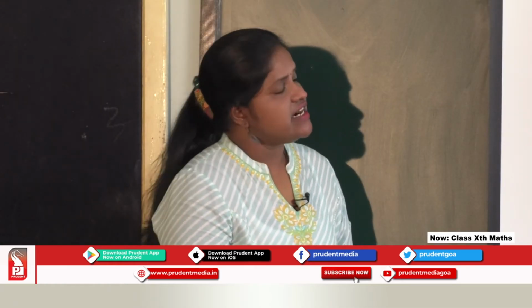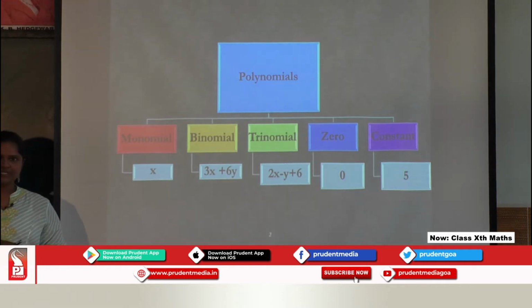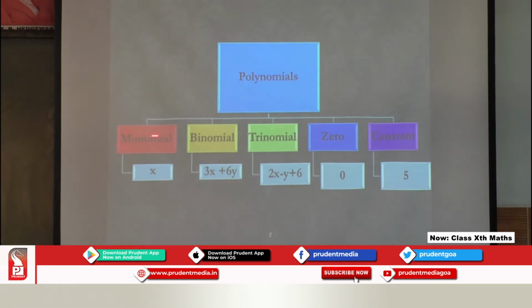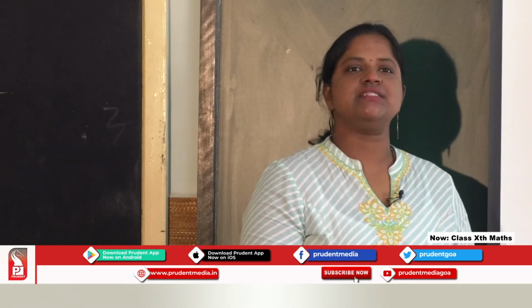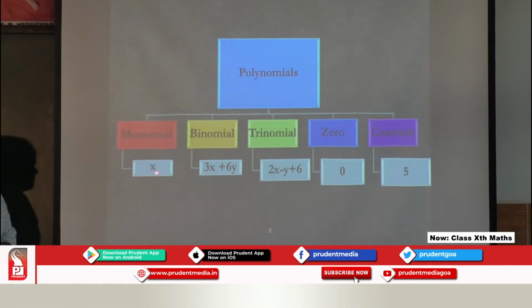In 8th standard we had learned about polynomials. There are different types of polynomial. The first one is monomial. Monomial means a polynomial which contains only one term. For example, x. It contains only one term, so it is called a monomial.